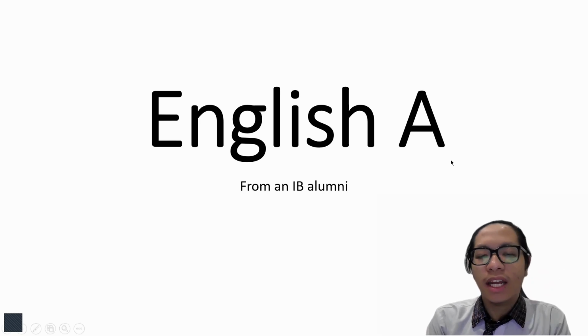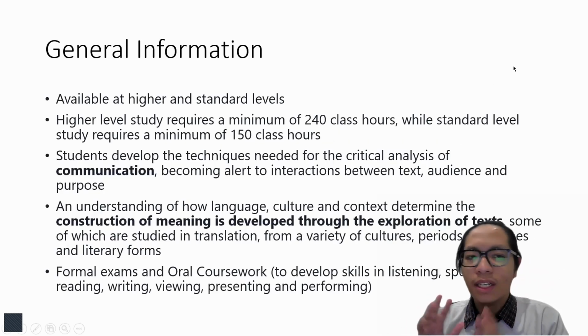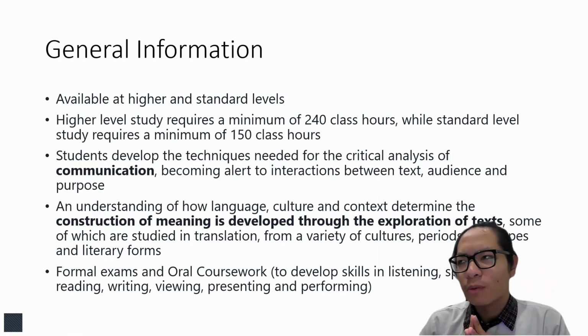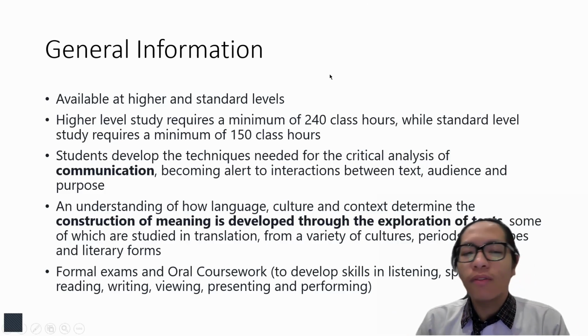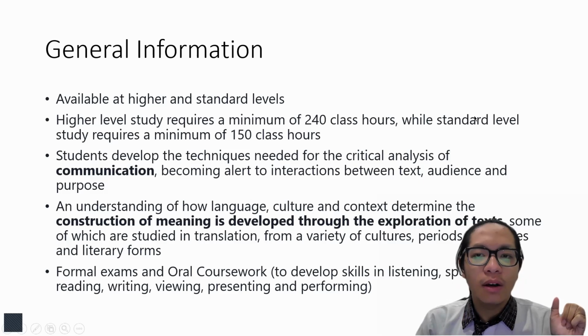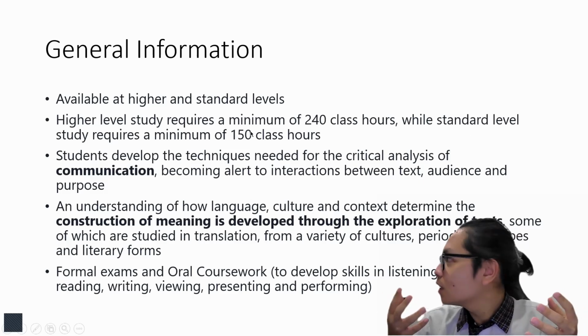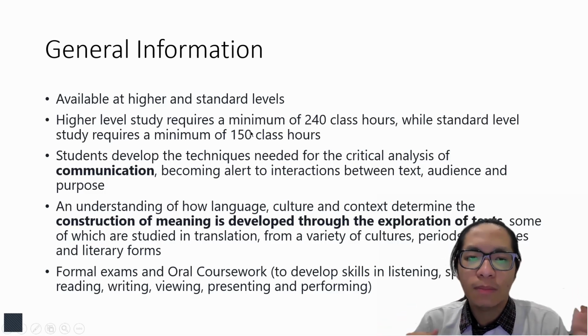So the English A program, this is just very general information that comes from the website, but I'm just going to very briefly go over it. So obviously in higher level, it's only 240 class hours, while standard level requires 150 minimum, but some schools like to really standardize this time, so maybe it'll be similar across both.